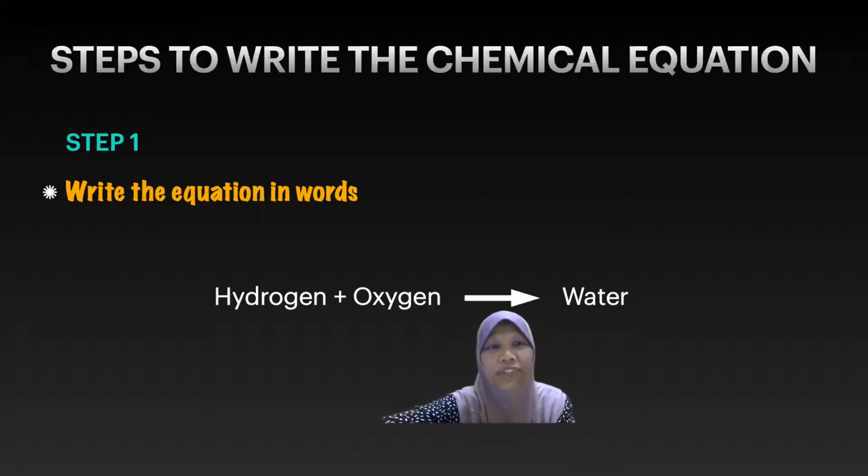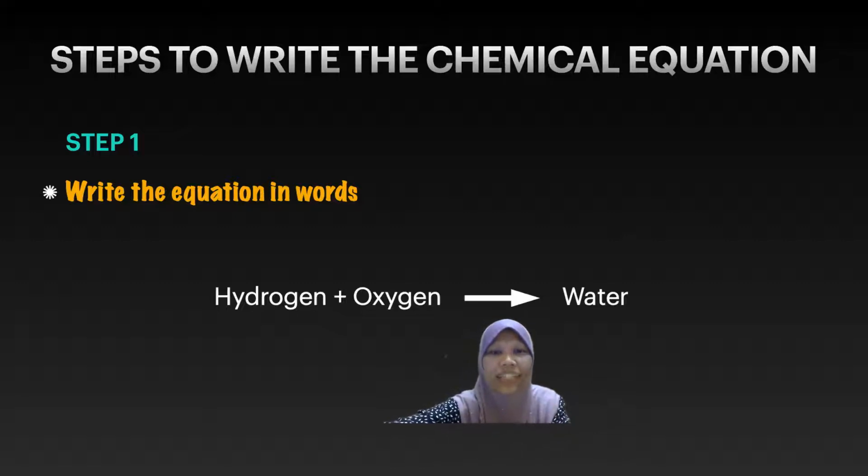So let's move on to how to write the chemical equation. There are a few steps that you need to follow. The first step is you need to write the equation in words. Today we are going to write two examples of chemical equations. The first one is between hydrogen and oxygen.